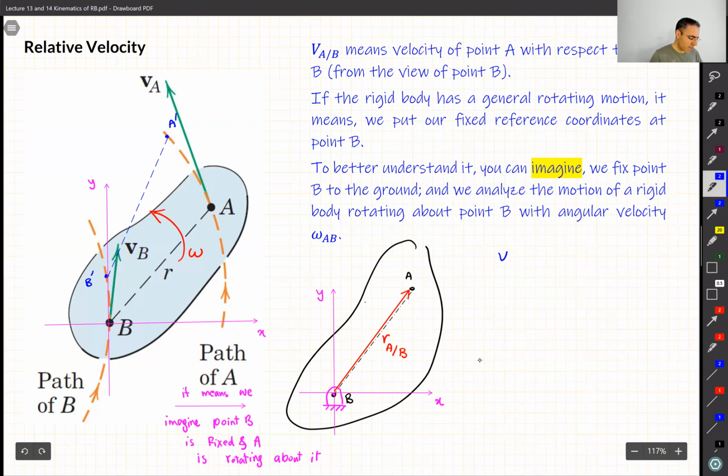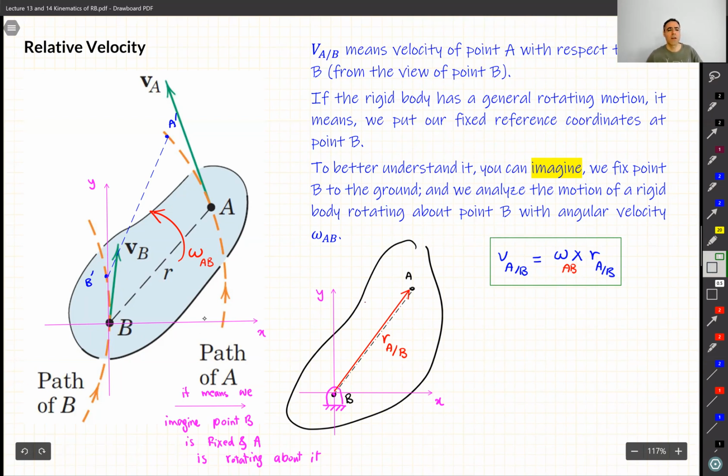Now I can calculate VA with respect to point B because we know how to calculate it. It's going to be omega cross R. Which R? RA with respect to B. Which omega? Of course the omega that we show for this rigid body. But to make sure that we are not confusing it with any other omega, let's call this one omega AB, or you can just simply call it omega. Okay, so nothing has changed. The only thing that has changed for this general motion is that we set a reference, and when we set a reference for that point, the other point has just a simple circular motion, and we know how to calculate the things for a circular motion, which is like this one.